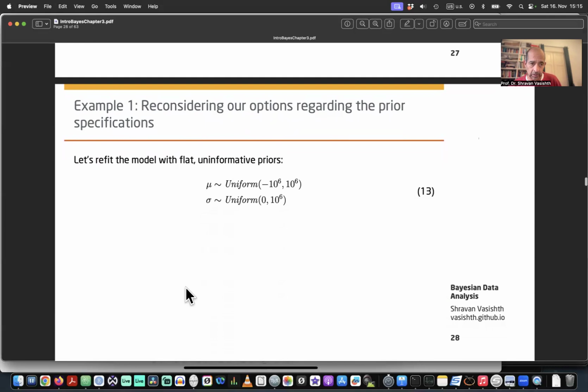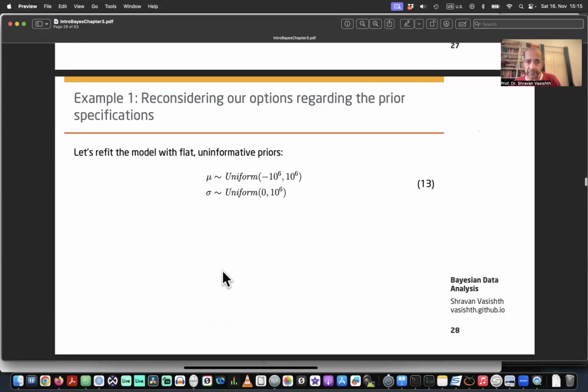Okay, so we'll refit the model with an even more uninformative prior than the one we had. This time we have a completely insane prior, not that the first one was insane. The first prior was a uniform 0 to 60,000 milliseconds. This one is from minus 10 to the power of 6 to 10 to the power of 6 milliseconds. It's allowing impossible values for mu as well. So this prior is making the explicit statement that you could have negative button pressing times. That's what I mean by an insane prior. And for the sigma, we've got an unusually large range of plausible values, which also doesn't make any sense as such.